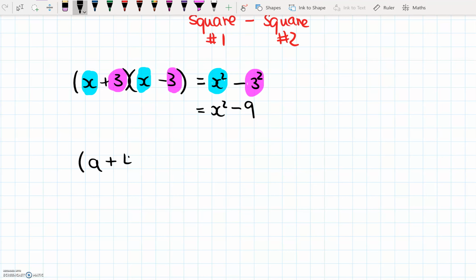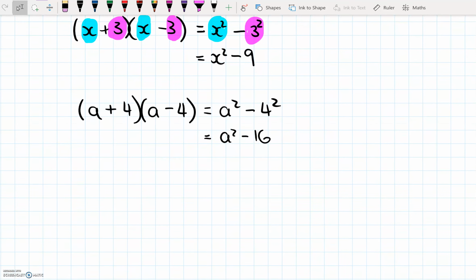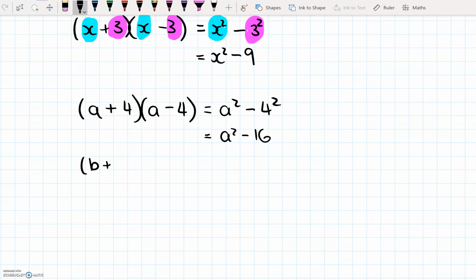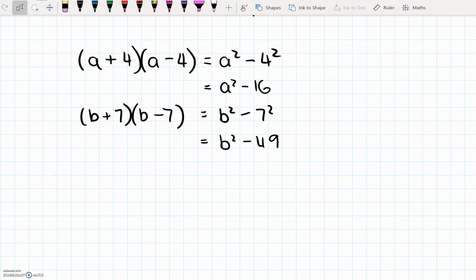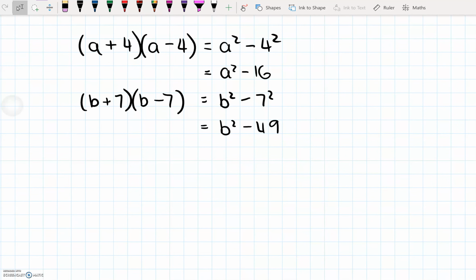a plus 4, a minus 4 is equal to, so we get first one squared is a squared minus second one squared, so 4 squared. So it just becomes a squared minus 16. Done. Look how nice and quick that was. If we do b plus 7, b minus 7, we get b squared minus 7 squared. So we just get b squared minus 49. Let's try one with something different.